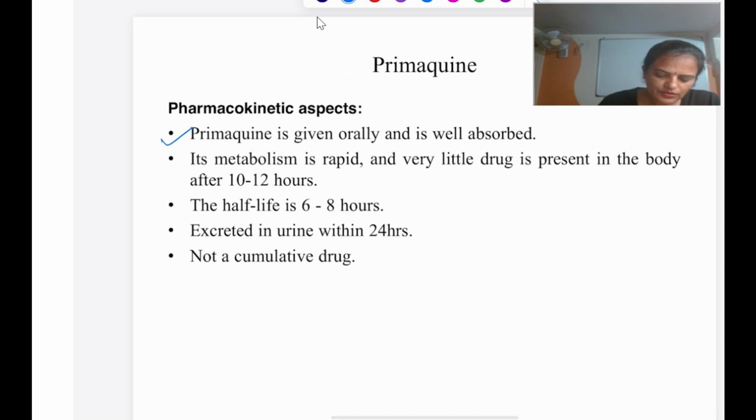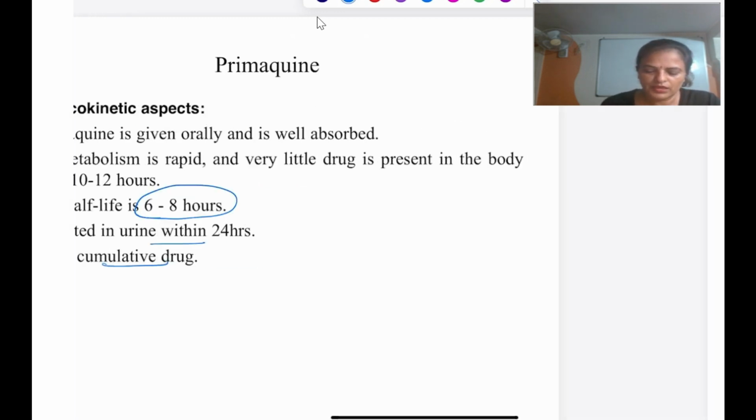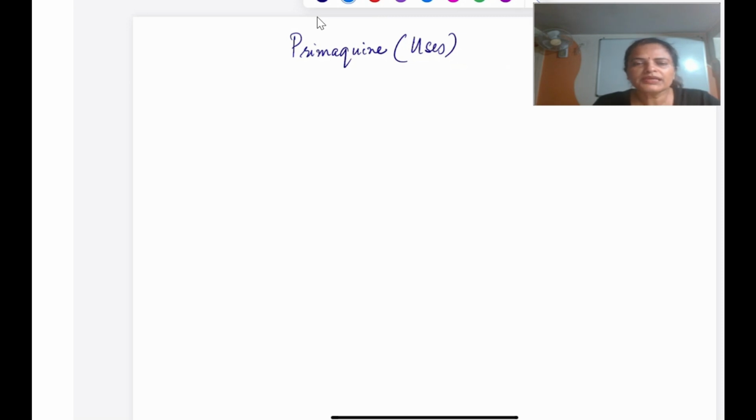We give it by oral route. Half-life is 6 to 8 hours, and it is not a cumulative drug. This is important. This is mainly used for the radical cure. It has two actions: it acts on exoerythrocytic forms and it is gametocidal. So it provides radical cure as well as gametocidal action. Now in Plasmodium vivax, we need a radical cure.